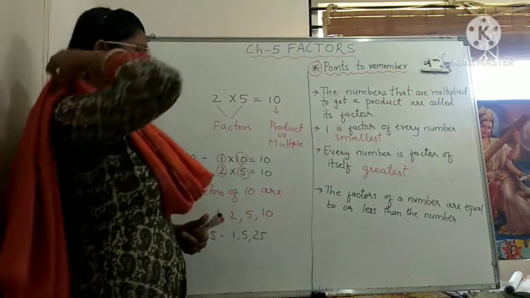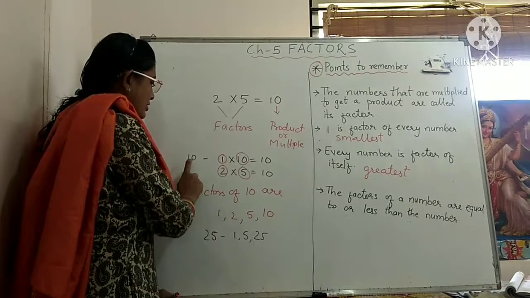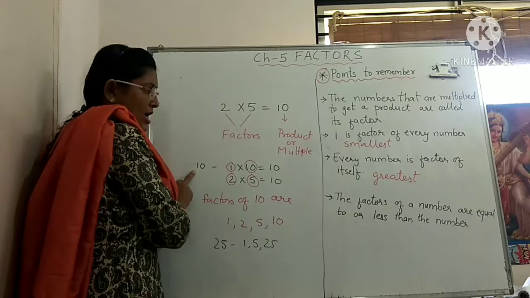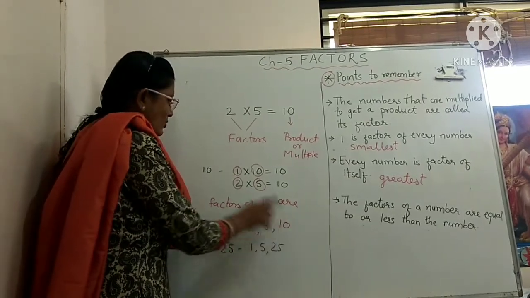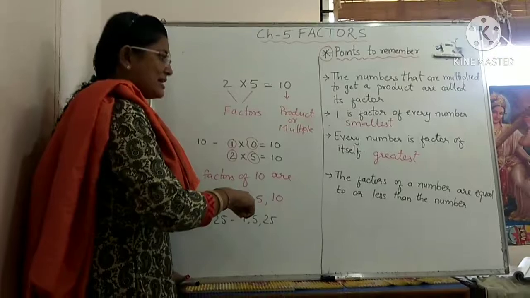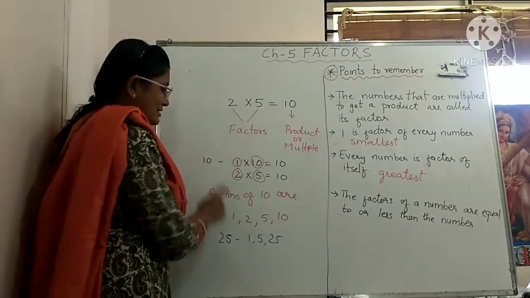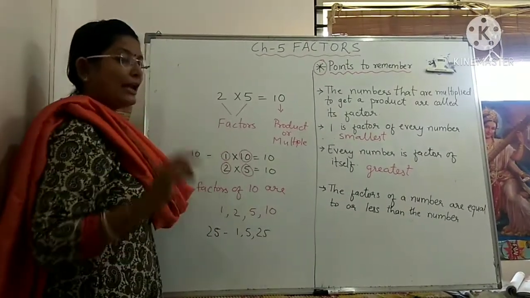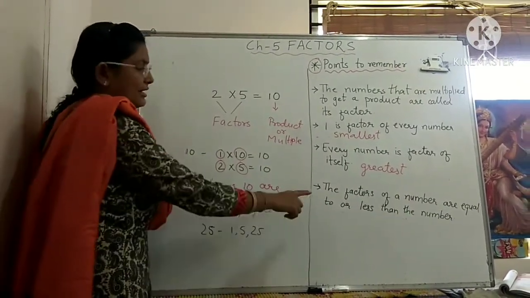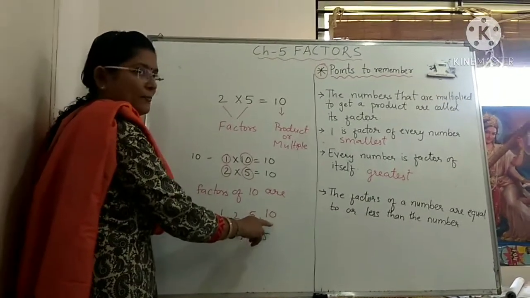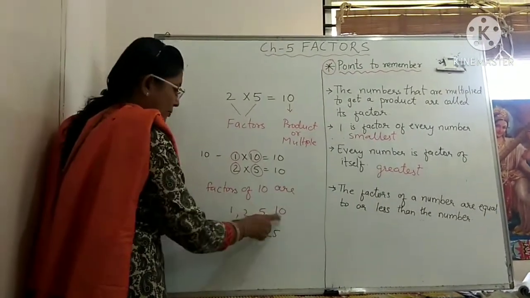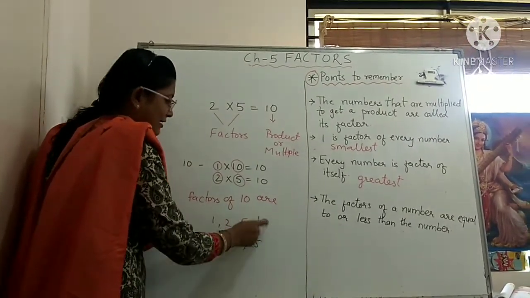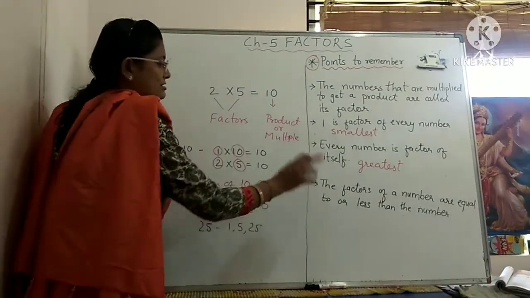Now what is the meaning of that? Just see here. The factors of the number 10 are these 4. So the factors of the number are equal to, meaning 10 is equal to 10, right? Or less than the number, meaning all the other factors are less than 10. See, 5, 2, 1 are smaller than 10. Here you will never get any number in an answer which is greater than 10, right? So what will come here? The factors of 10 are either equal to or less than 10. Understood? This is the last point to remember.